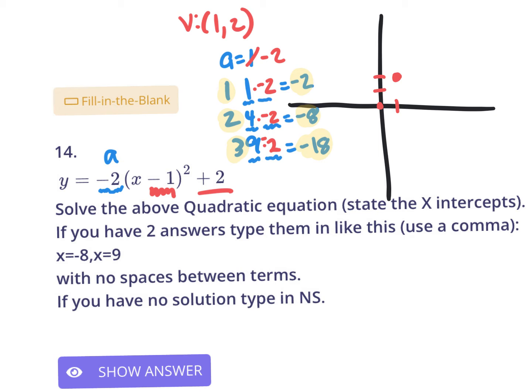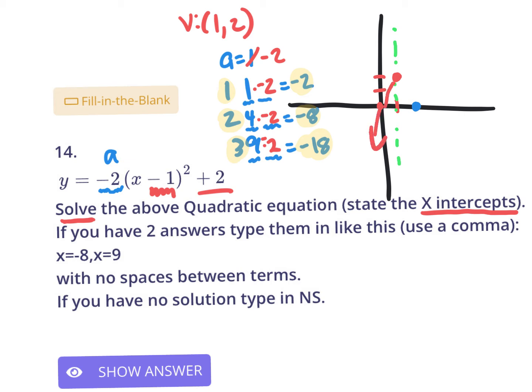And then, yes, I could go 2 over and 8 down, but this is not a real graph that I need to, they're not asking me to graph. They're asking me for the solutions. They're asking me to solve. And we know that solving or finding the answers, the solutions, is the same thing as finding the x-intercepts. So I have an x-intercept right here. Let's also recognize that there's an axis of symmetry right through that vertex. And we're going to map that x-intercept over to the other side.